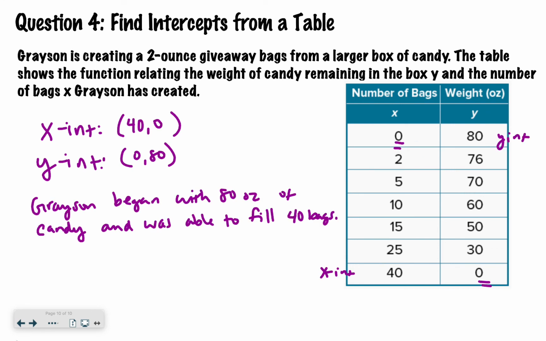All right, for this problem, hopefully the x-intercept you said was 40, 0, and the y-intercept was 0, 80. And then what those two things mean, it would mean that Grayson began with 80 ounces of candy. Okay, so 0 bags, 80 ounces of candy, and was able to fill 40 bags, because down here you can see 40 bags, 0 ounces of candy left. Okay, so you should have had something like that for your sentence, and then you for sure should have had those x and y intercepts.